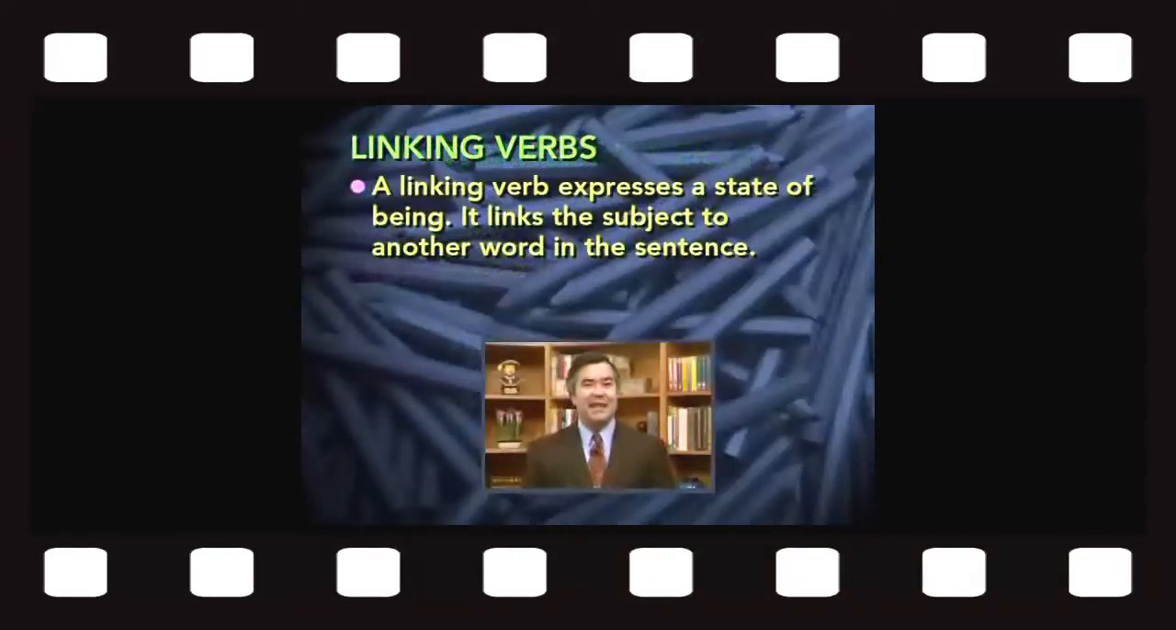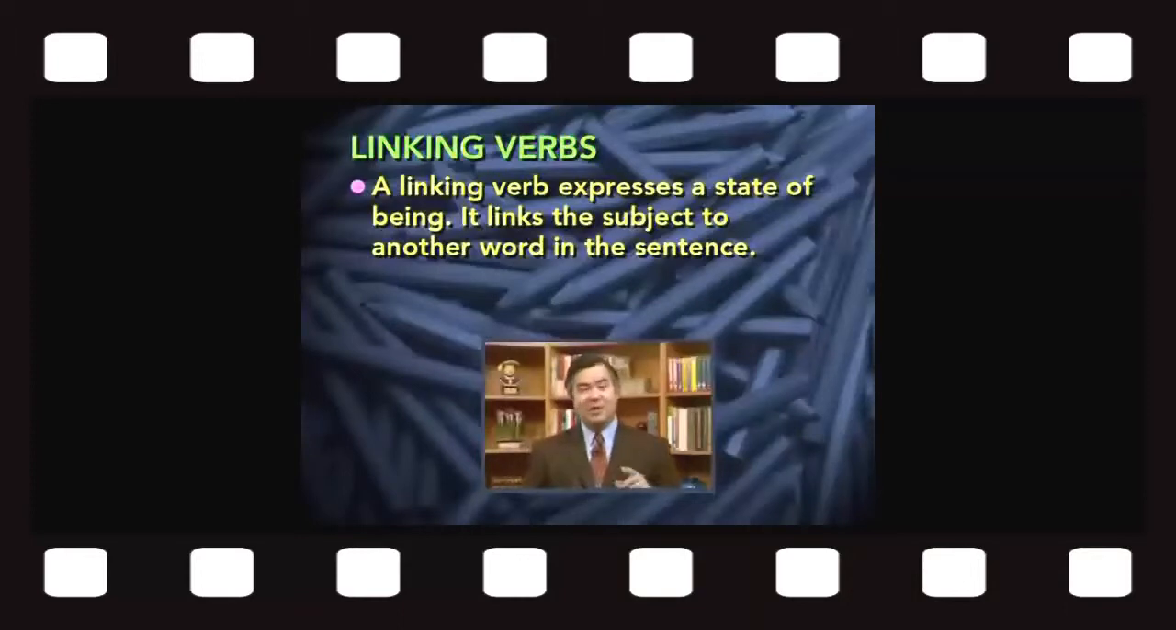The third type of verb is a linking verb. A linking verb expresses a state of being. It links the subject to another word in the sentence. Remember that our definition of verb explains that a verb is a word that expresses an action or a state of being. Both transitive and intransitive verbs express actions.